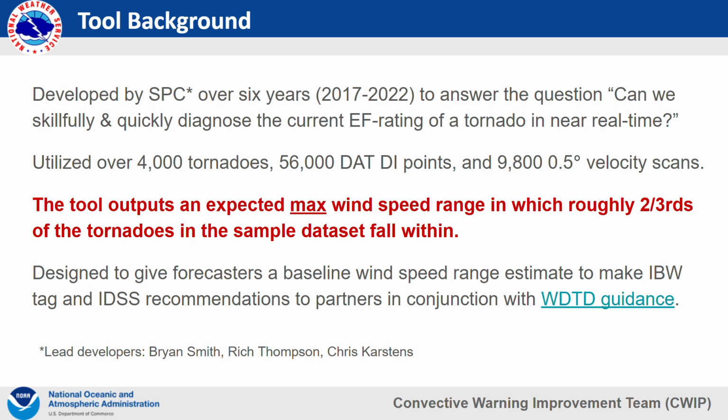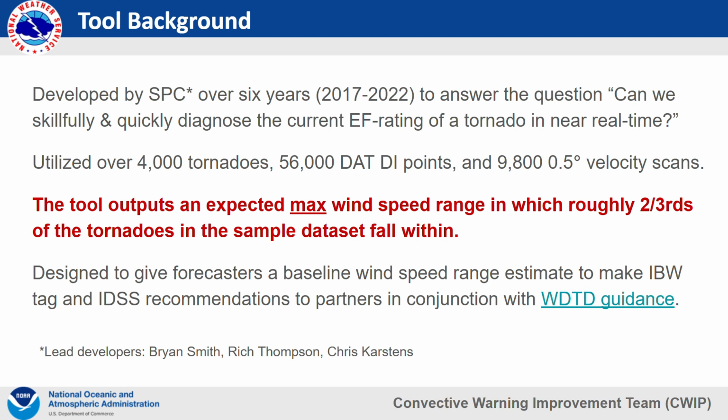A little bit of background about the tool. It was developed by the Storm Prediction Center over the course of 6 years from 2017 to 2022 to answer the simple question of can we skillfully and quickly diagnose the current EF rating of a tornado in near real time. And this tool exclusively utilizes the damage assessment toolkit with over 56,000 damage indicator points through 4,000 different tornadoes.